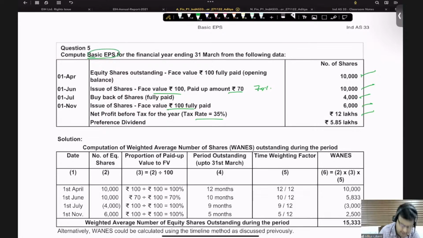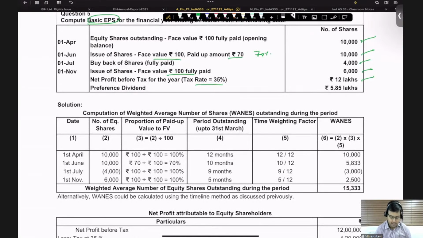So what they have asked you is the basic EPS. If you look at the workings, it will move something like this: April, June, July, November. Then you have the number of equity shares with a buyback as well as a fresh issue again. Here you are having partly paid conversion being done, and ultimately the period outstanding is there. So when you do the multiplication and the subsequent additions, you should be getting 15,333. Just quickly look at this weighted average and tell me if everything is clear.